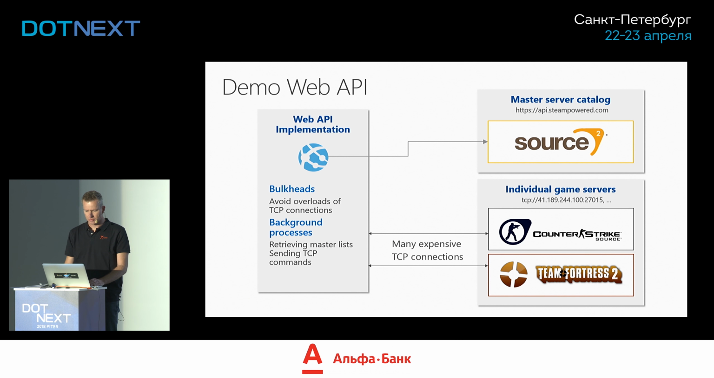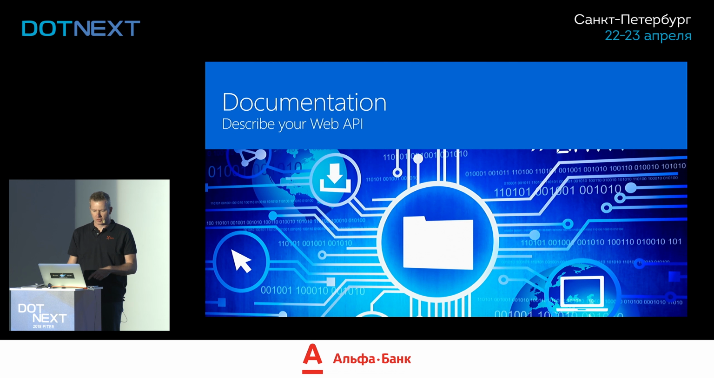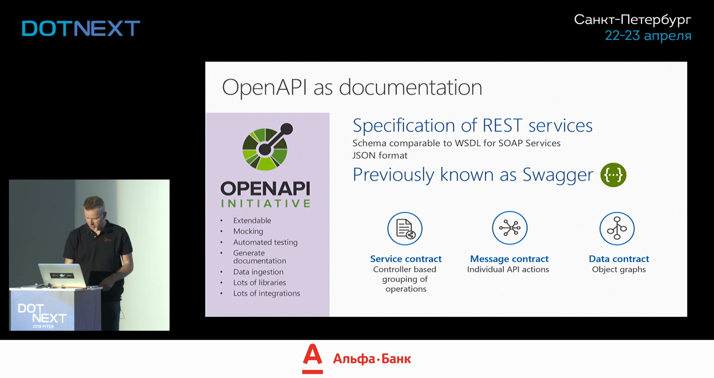Okay. So that was actually what we did: unreliable connections, client factories, and Refit. So moving on to documentation.